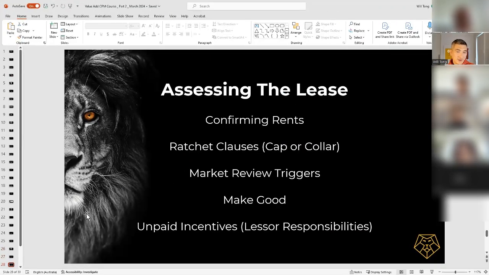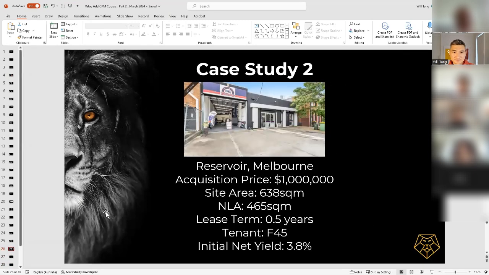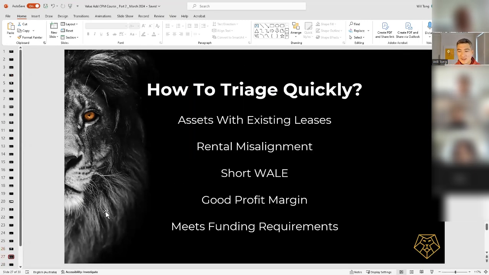Okay, so I've shown you guys a few case studies. Now I want to get into the nitty-gritties. I hope by now you guys understand how the rental reversion works, how the feasibility works. It's probably one of the quickest strategies to adopt. This rental reversion strategy is also the lowest risk.